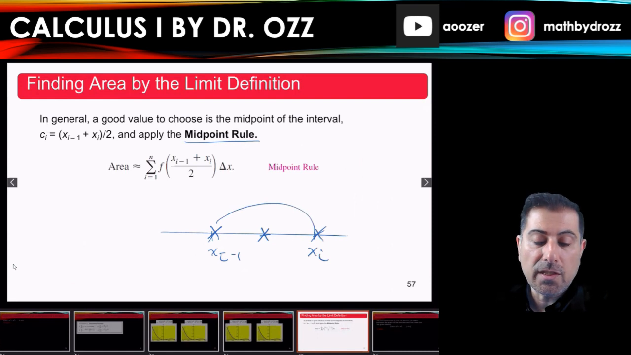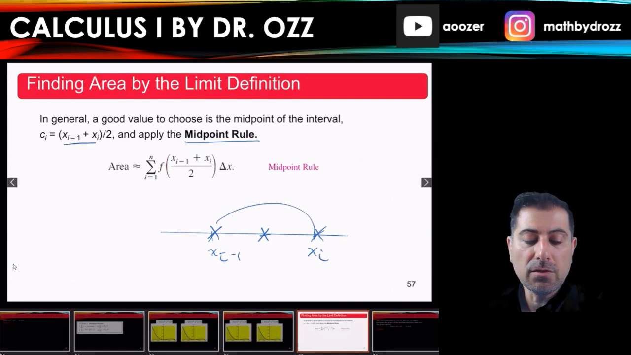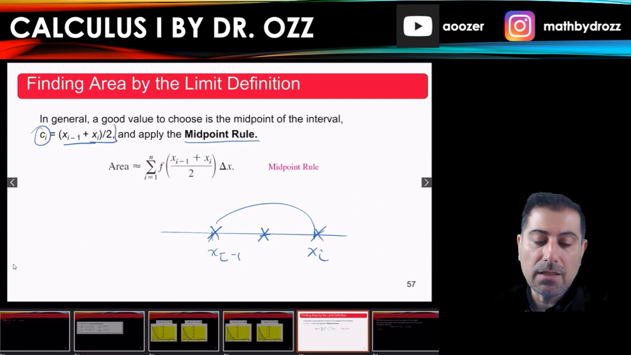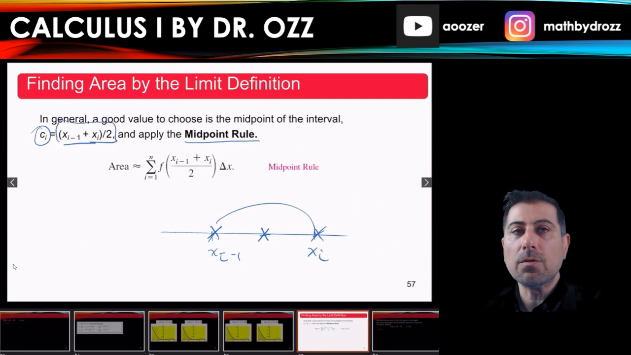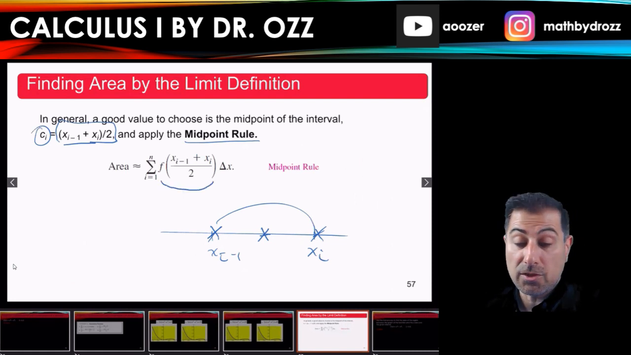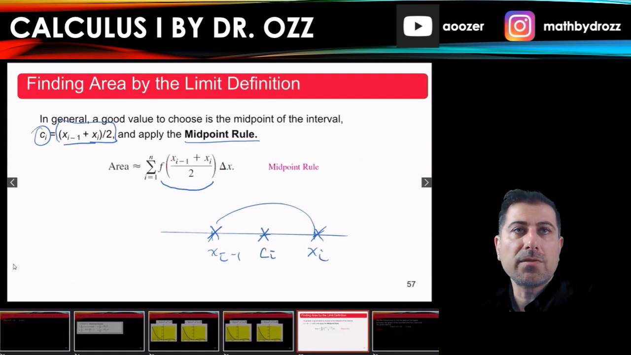And the average is the sum of these numbers divided by 2. So you can actually pick your c sub i to be exactly equal to this, and this is again called the midpoint rule, and the height of each rectangle is determined by the midpoint, the function evaluated at the midpoint. So this is sort of another approximation essentially that you can go with.